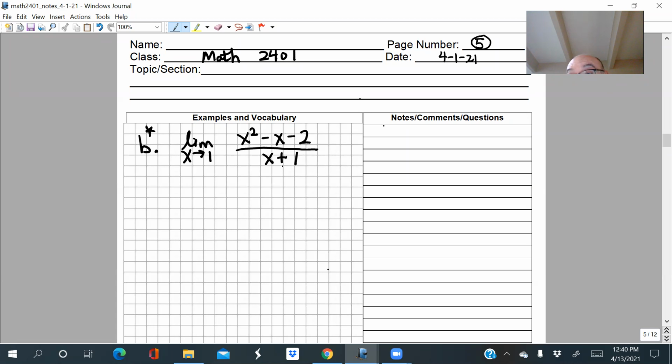That means this function is not continuous at -1, because -1 is not in the domain. That's pretty obvious. However, the number 1 is in the domain of this function. And so computing the limit here as x approaches 1 should be easy, because x squared minus x minus 2 over x plus 1 is a continuous function at x equals 1. So with that in mind, can y'all calculate the limit for me? Try that.